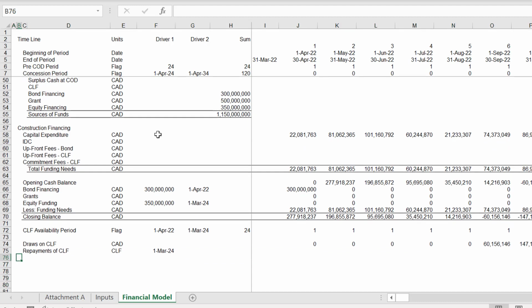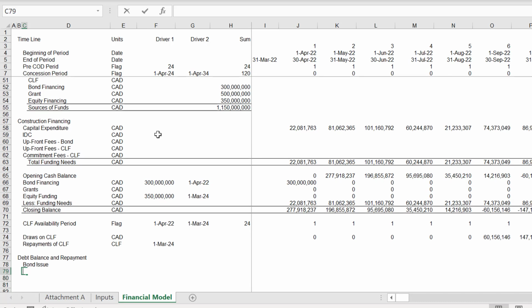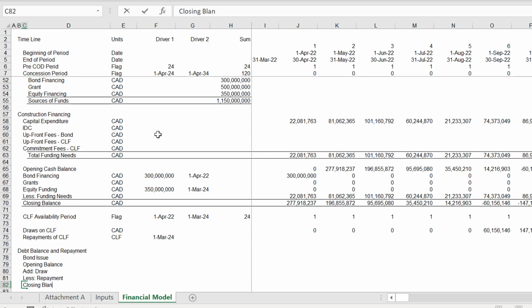And then what we do is we put our debt balances and repayments. Now this is what I would do, and I would put the bond issue here first. And underneath the bond issue, we'll put the opening balance, and then put less add the draw, just like the other, and put less the repayment. And then we'll put a closing balance.